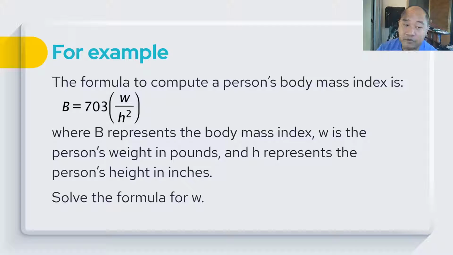So an example of a literal equation, this formula, B equals 703 times the quotient of W over H squared, is a formula to compute someone's body mass index. Body mass index is also commonly called BMI, where B represents the BMI, W is the person's weight in pounds, and H represents the person's height in inches. So we're going to solve this formula for W.